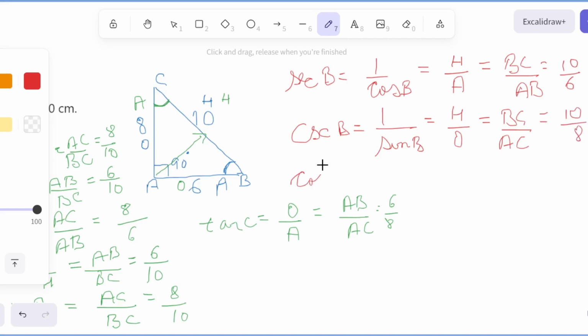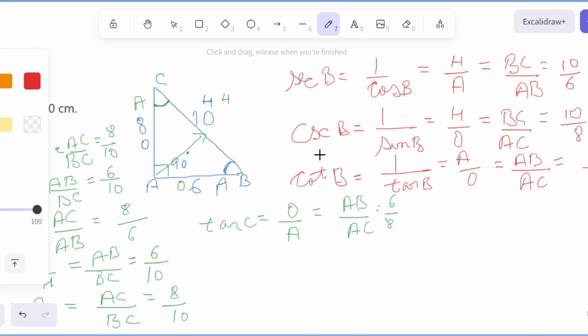Similarly, we also have the sixth ratio, cot B, which is 1 upon tan B, because cot is always the inverse of tan. Because tan is opposite upon adjacent, cot will be adjacent upon opposite. So for B, adjacent is AB and opposite is AC. This will come out to be 6/8.